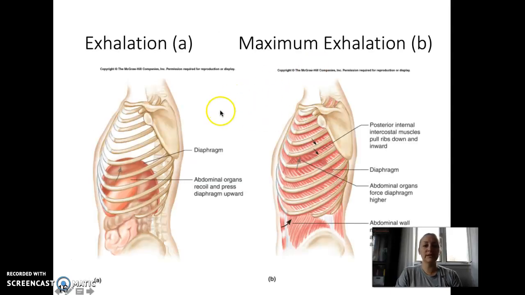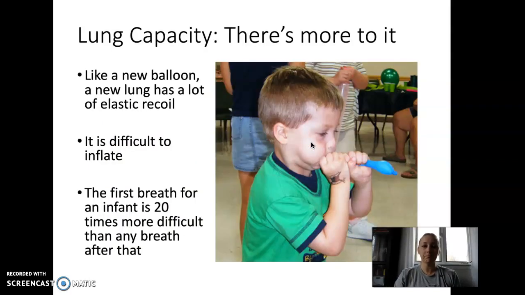So when we exhale, our ribs go back down to normal position. Our diaphragm retracts back into its normal position. And then you can also do a maximum exhale. So everyone just exhale normal. Sorry, let me inhale normal first. And I exhale. And then I can push more out. Right? You can get more air out. That would be maximum exhalation.